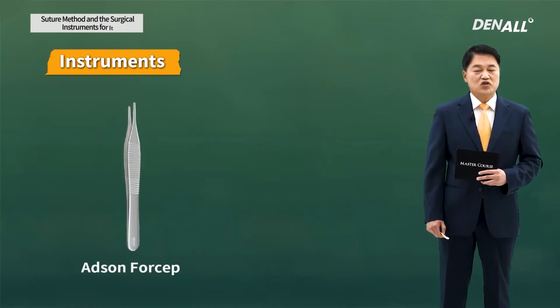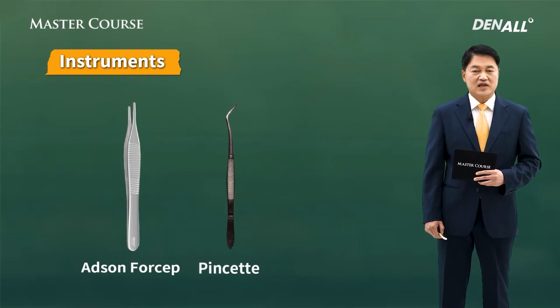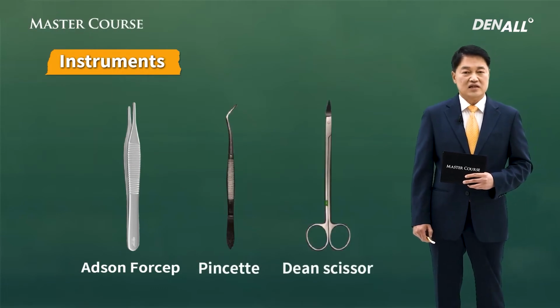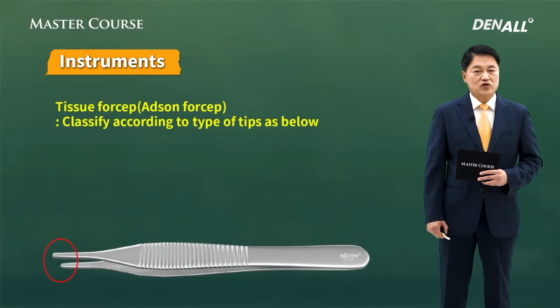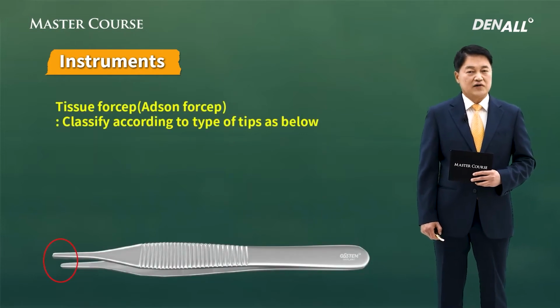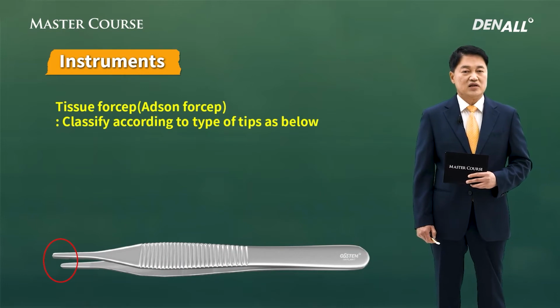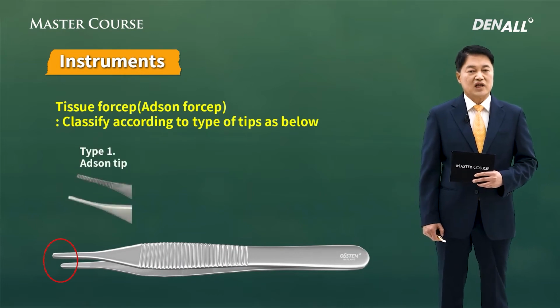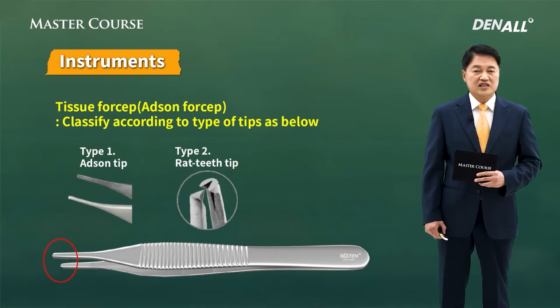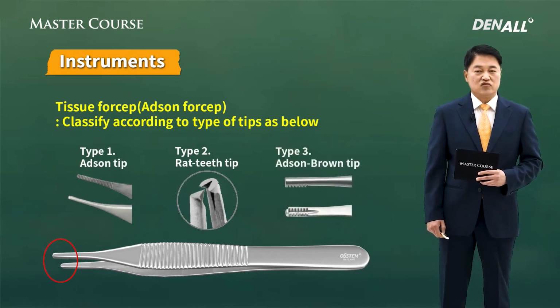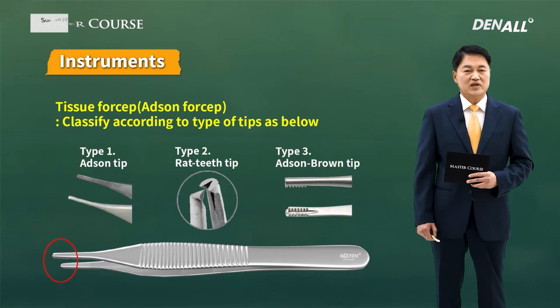And you also have Adson forceps, pincet, also Dean scissors you use for cutting silk. Now, tissue forceps, depending on the tip type, can be as follows. You have the commonly used Adson tip and lead tip, which helps you to hold the tissue more strongly, and then you also have the Adson Brown tip.